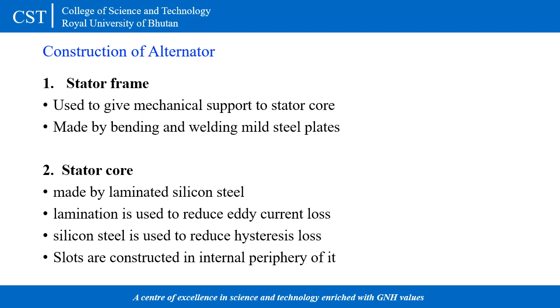And the stator cores are made by laminated silicon steel. They are laminated to reduce eddy current losses, and they use silicon steel to reduce hysteresis loss. In the past they used iron core where there is high eddy current loss and hysteresis loss, but the modern machines use laminated silicon steel, thereby reducing eddy current losses and hysteresis loss. And for the armature winding, there are slots in the stator core.